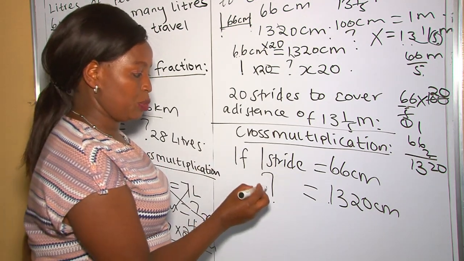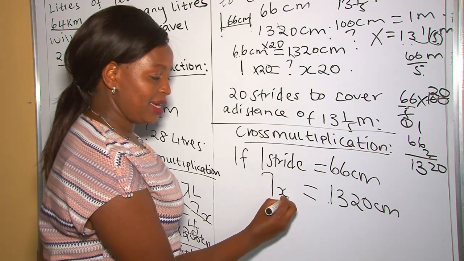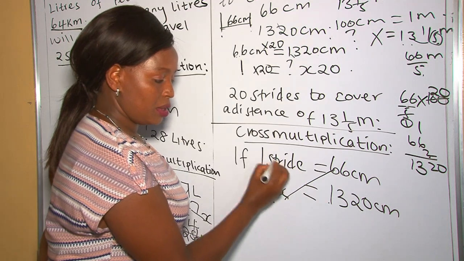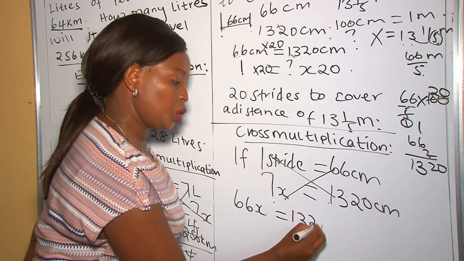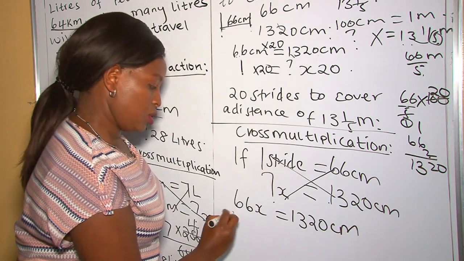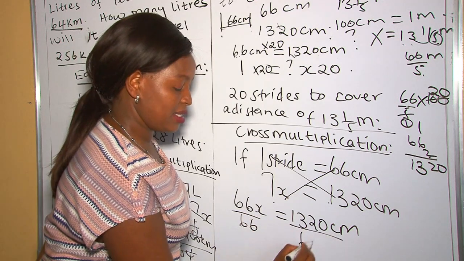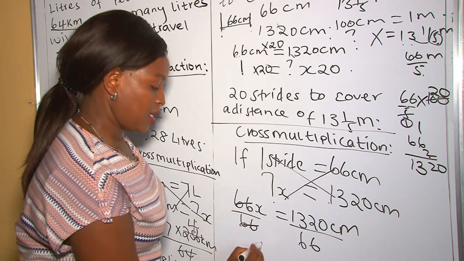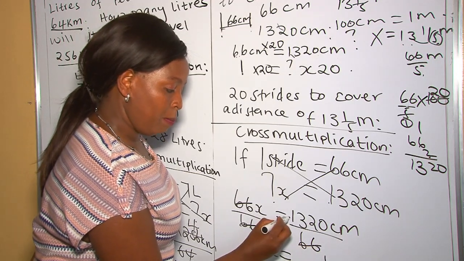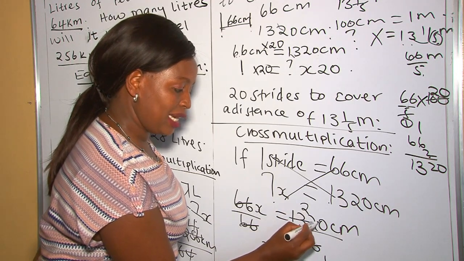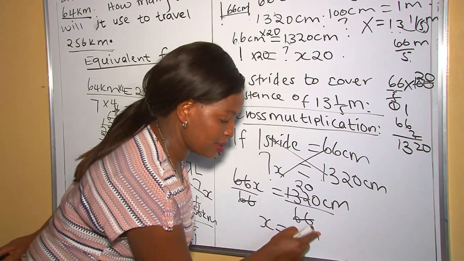So now let's cross multiply. Here, when we have our question mark, we put an x. So it's 66x is equal to 1320 centimeters. So we want the value of x here. So 66 over 66. x is equal to, by 66, 1, by 66 is 2. 2 times 10 is 20. And therefore, the answer is 20 strides.